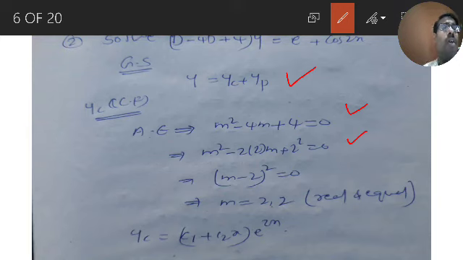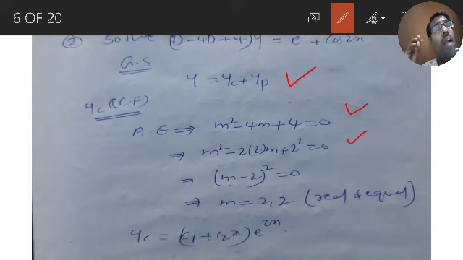Now once you get the roots of this auxiliary equation, depending on the roots, we write its solution, that is the general solution. When the roots are real and different, that is the first case. When the roots are real and equal, that is the second case. When the roots are complex, that is the third case. In the previous problem, the third case came. Now the roots are real and equal.